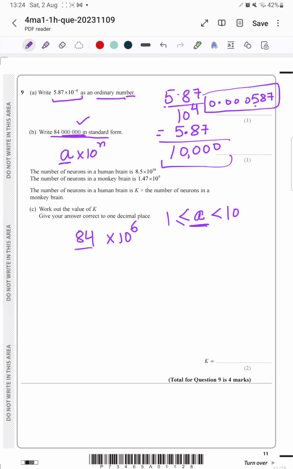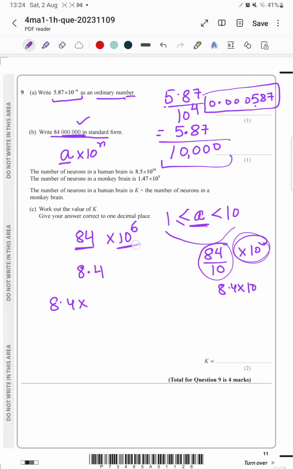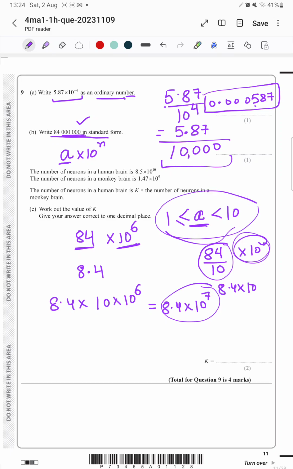But because A should be between 1 and 10, I have to make it 8.4. And how to write 8.4? We have 84. I can divide it by 10 to make it 8.4, but at the same time I will multiply by 10 as well. So this is 8.4 times 10, which gives me 84 exactly. Because there is a multiplication by 10, I will combine that 10 with the 10 to the power of 6. So it is 10 times 10 to the power of 6, which gives me 8.4 times 10 to the power of 7. Again, A should be between 1 and 10. It can be equal to 1 but always less than 10.